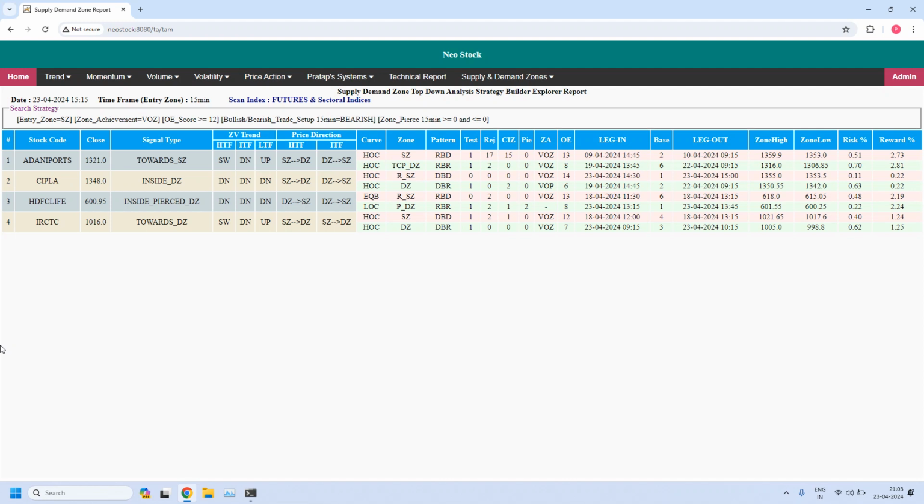So these 4 stocks are filtered. Currently they are supporting bearish trade setup for daily income trade, that is, entry time frame is 15 minutes.